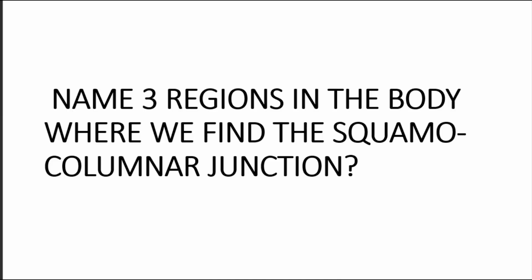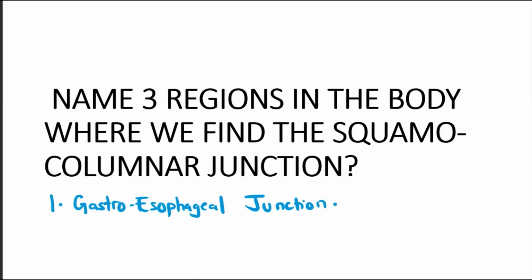Name 3 regions in the body where we find the squamous-columnar junction. Number 1, we find the squamous-columnar junction in the gastroesophageal junction. When you are transitioning from the esophagus to the stomach, the epithelia is changing from squamous epithelia to columnar epithelia. Number 2, the vaginal-cervical junction.